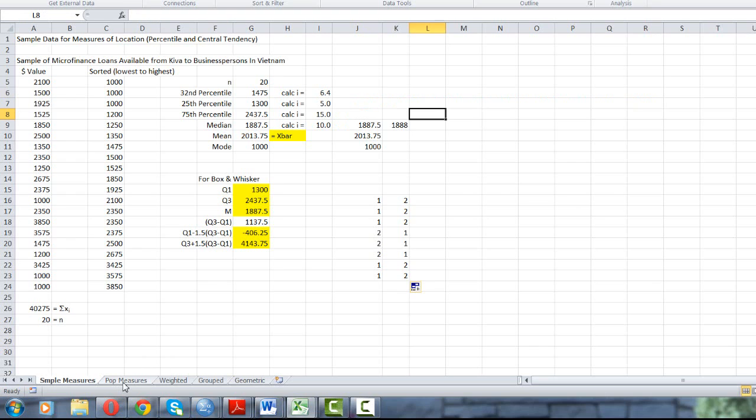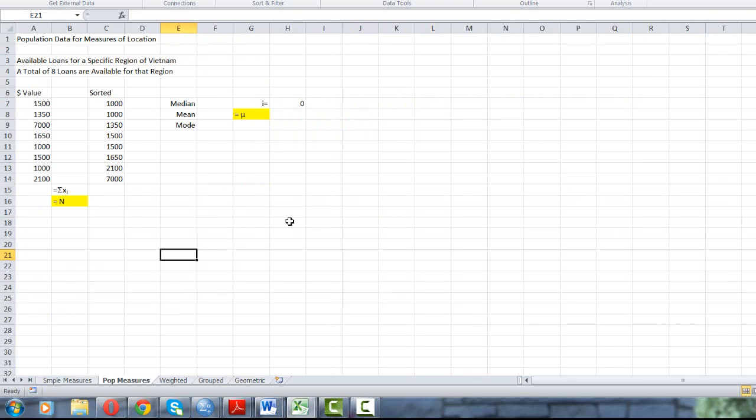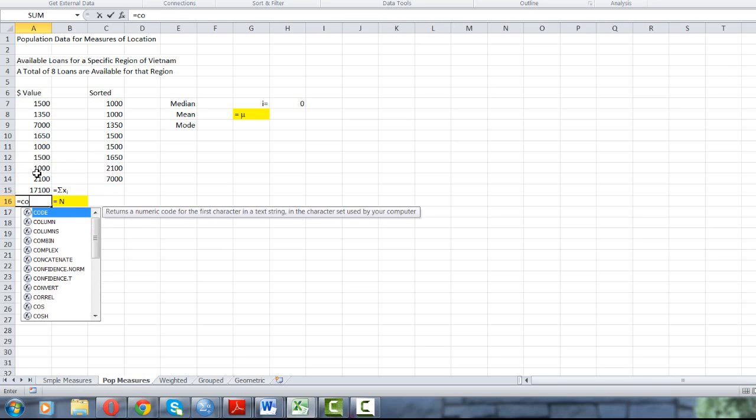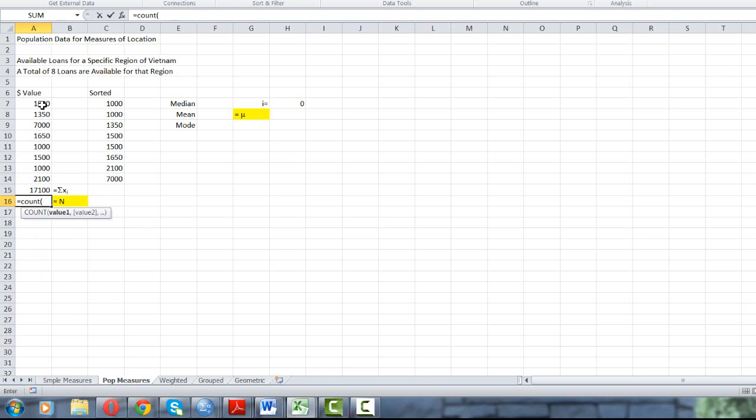Now, with that sample measure, what would be different with population? Well, again, you've got the sum of these values, and you've got the number of observations. Okay, and you've got median, mean, and mode. We won't worry about the percentile in this case.